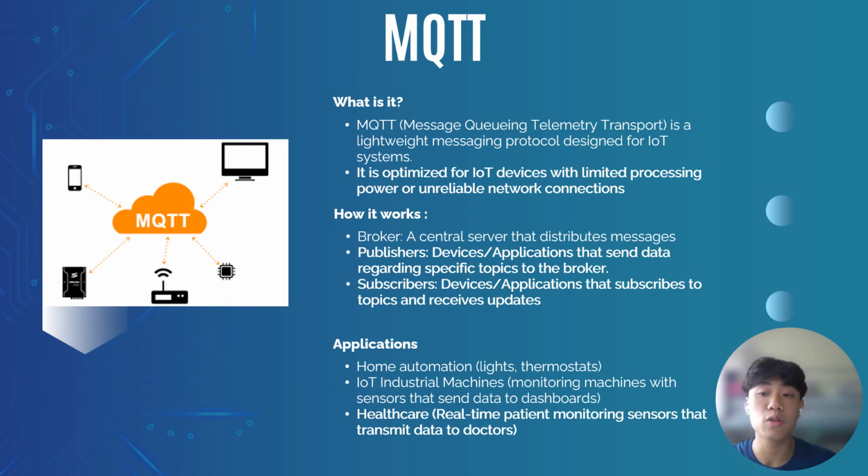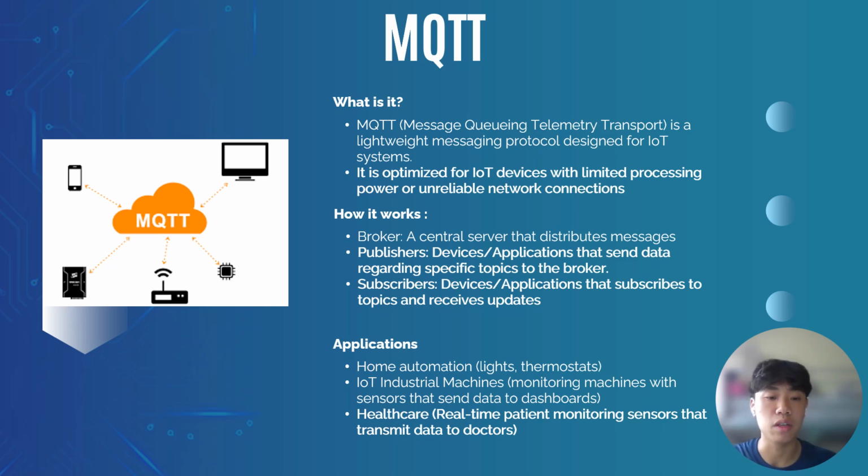Next up is MQTT, also known as message queuing telemetry. What is MQTT? MQTT is a lightweight messaging protocol designed for IoT systems. This is because these devices tend to have limited resources or intermittent connectivity. So how does it work? MQTT's key components are a broker that acts as a central server that distributes messages, followed by a publisher that sends the messages to specific topics from the broker. And lastly, the subscribers, which are the devices or applications that subscribe to these topics and will receive updates on it.